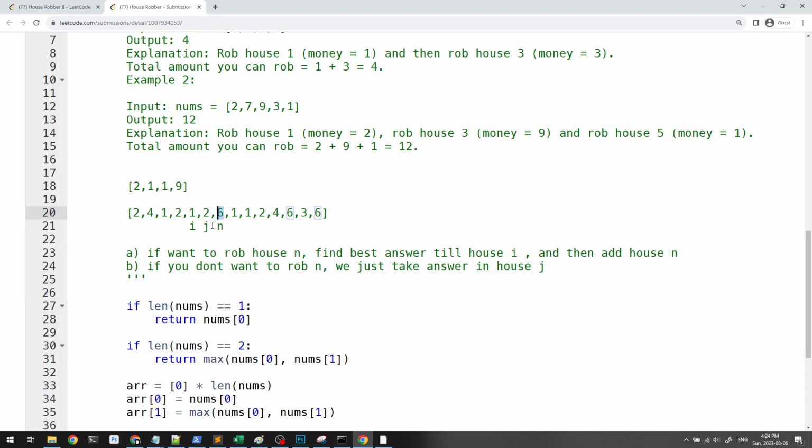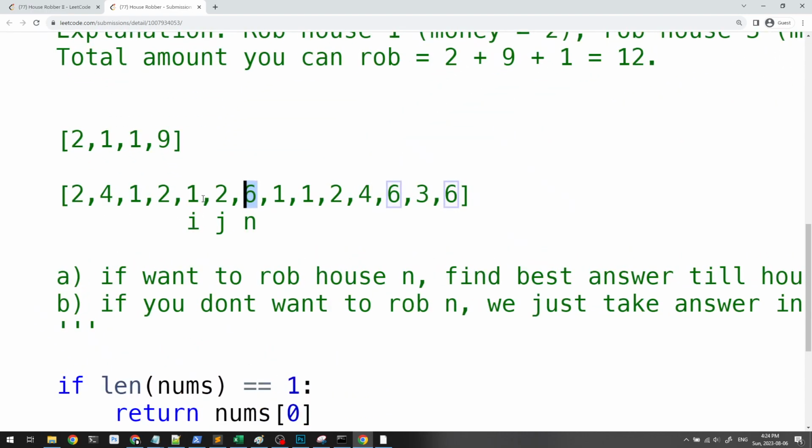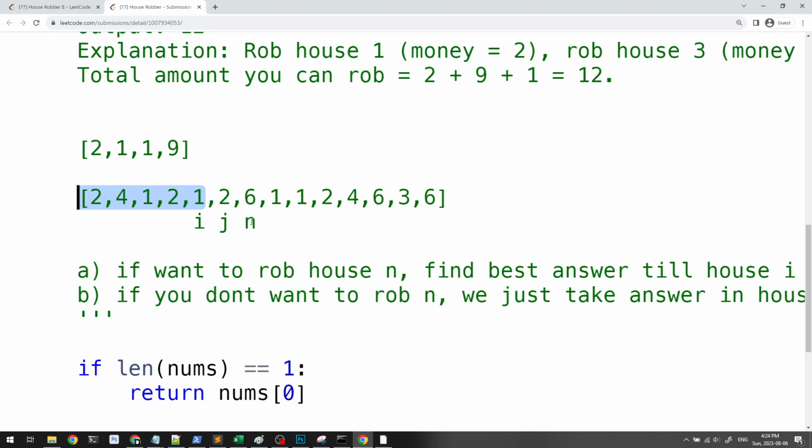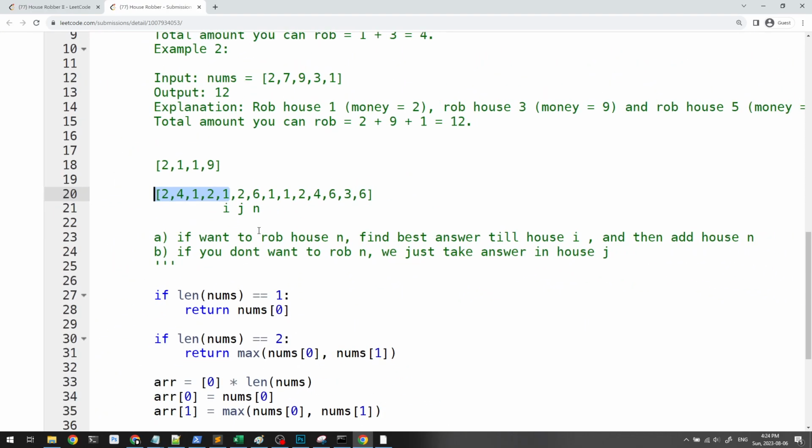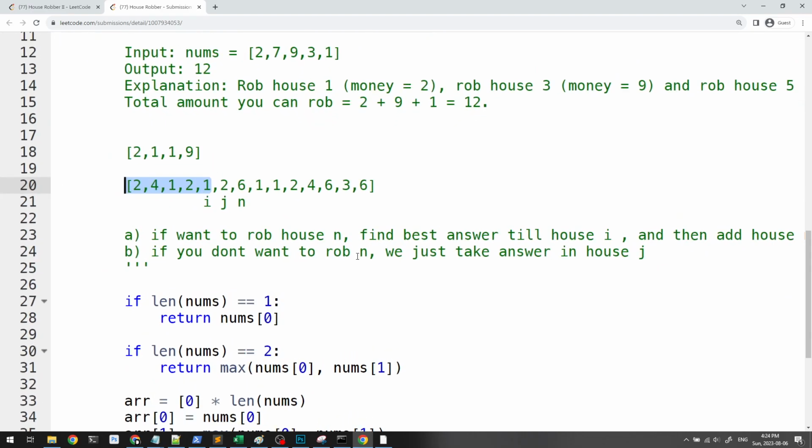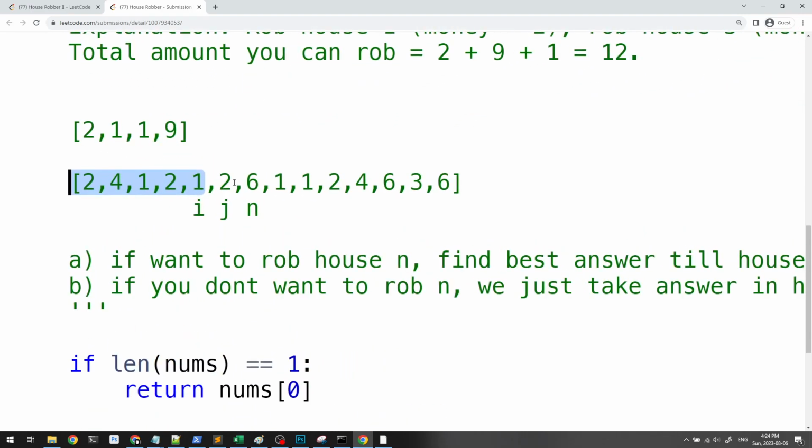Now, it's completely possible that we decided not to even rob house i. Even though we are finding the best answer up till house i, it's possible that we didn't decide to rob house i. That's just one thing to note. But if we did want to rob house n, then we want to find the best answer until house i, and then add in house n. Now, if we don't want to rob house n, then we can just take the answer at house j, basically the best answer up till this point. Again, this doesn't mean that we've robbed house j. It is simply the best answer until this point.